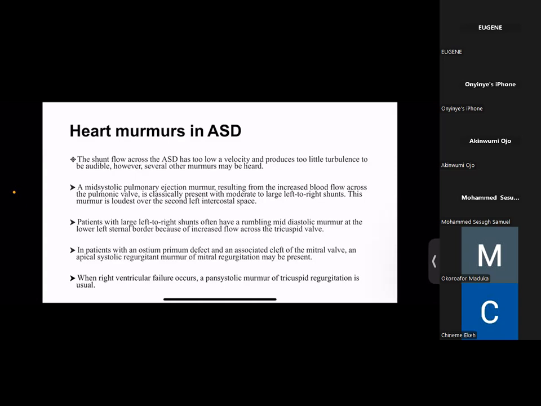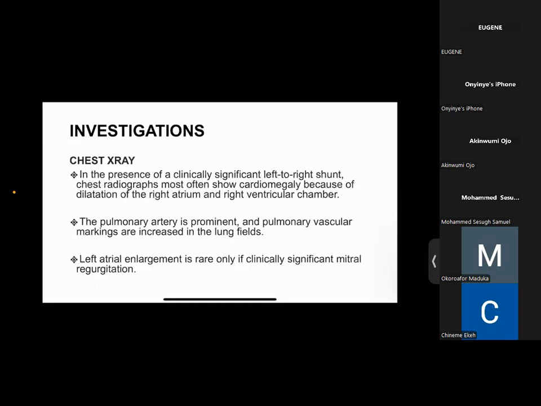In patients who have an ostium primum defect, which, as I earlier said, is most times associated with a cleft mitral valve, you might actually hear a systolic murmur of mitral regurgitation. And when right ventricular failure develops, patients have pulmonary hypertension, and a pansystolic murmur can be heard across the tricuspid valve from tricuspid regurgitation.